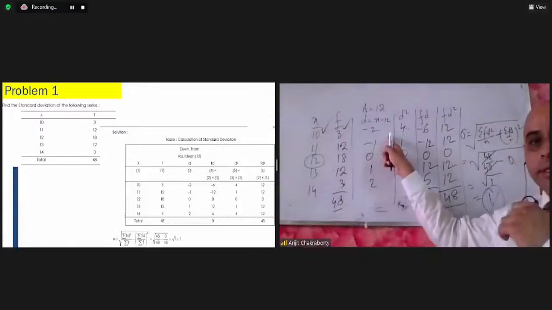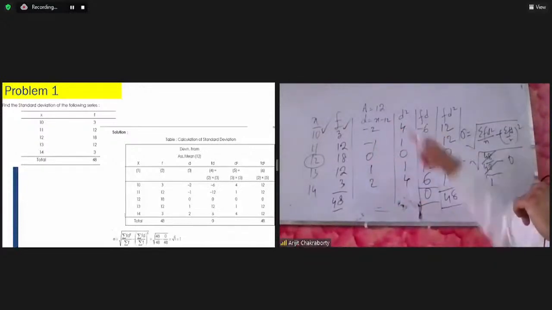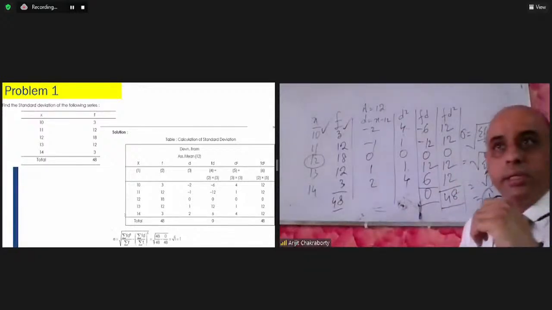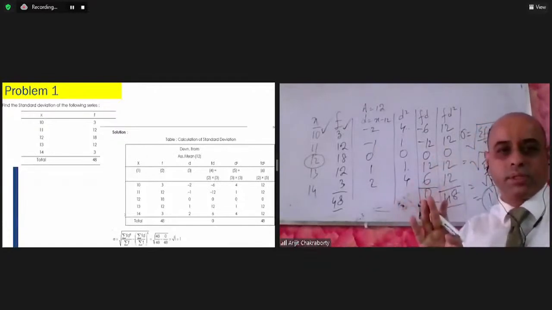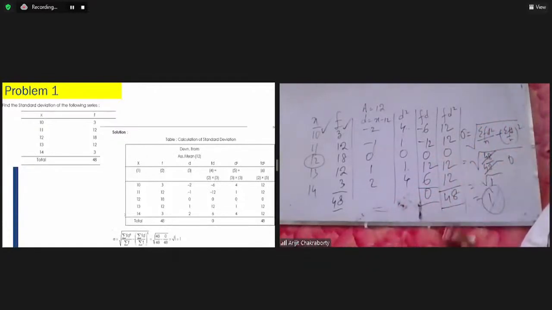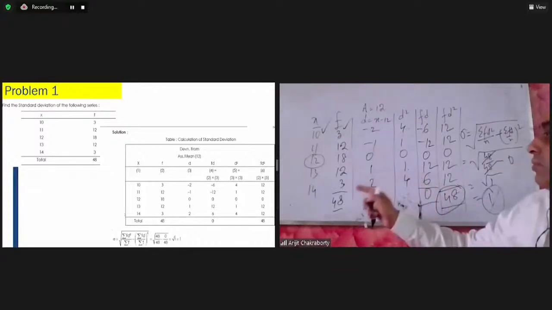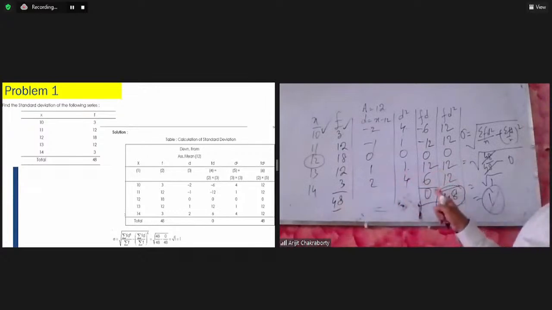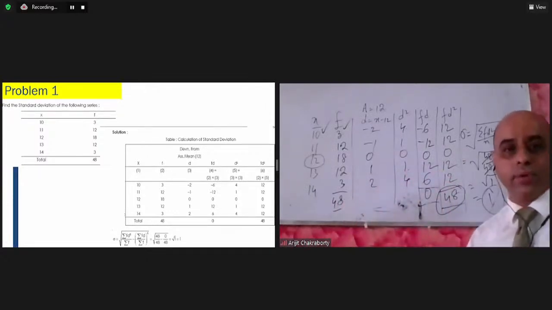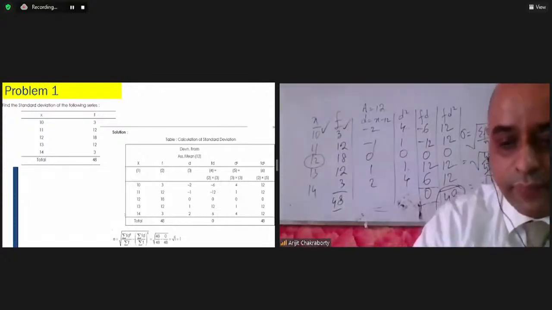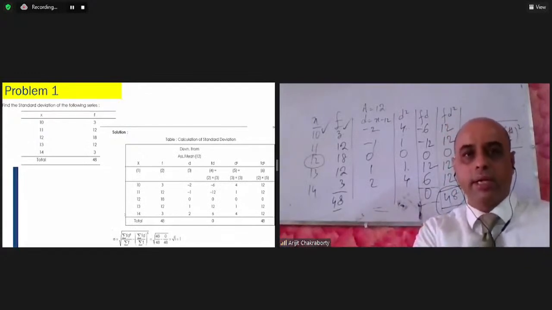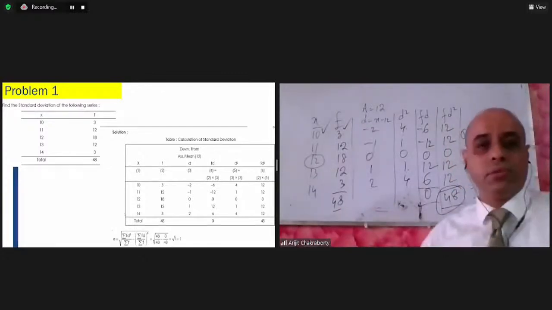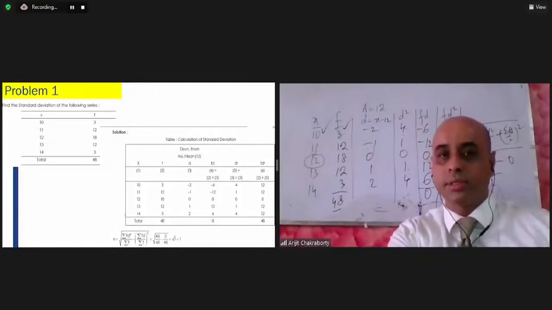First we are constructing D, that is the deviation. Then we are constructing D square. Then the third column is FD, and the fourth column is FD square. So we are dealing with 4 columns, right? Then we are able to use the formula sigma fd square divided by n minus sigma fd divided by n whole square. These 2 problems are very important for your understanding, and they are not very difficult. We can just solve them using 4 simple columns, and the formula now I'm sure is clear to you.